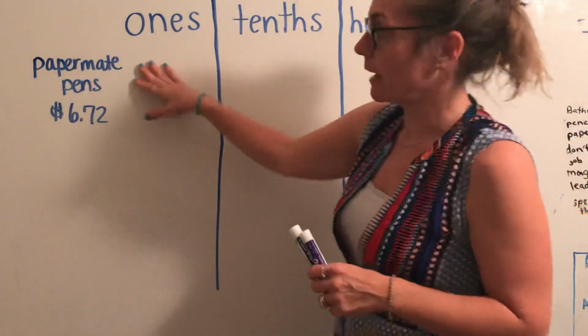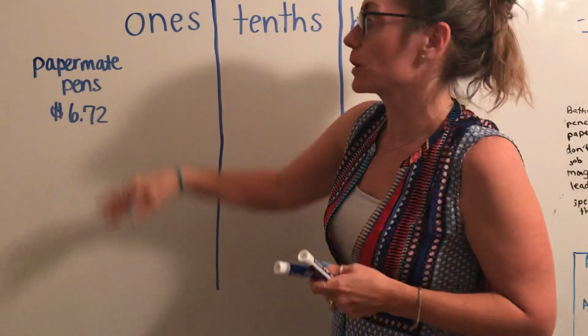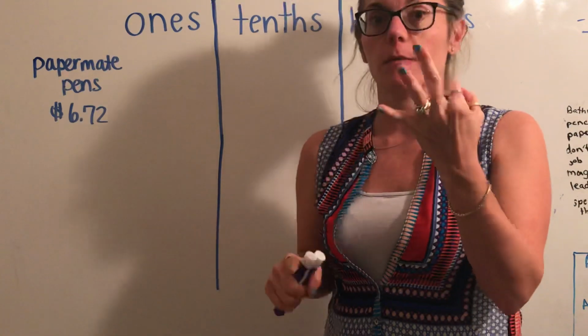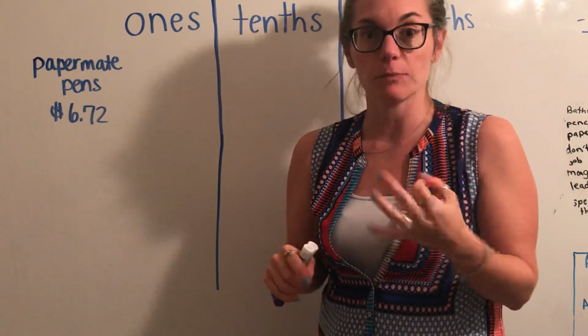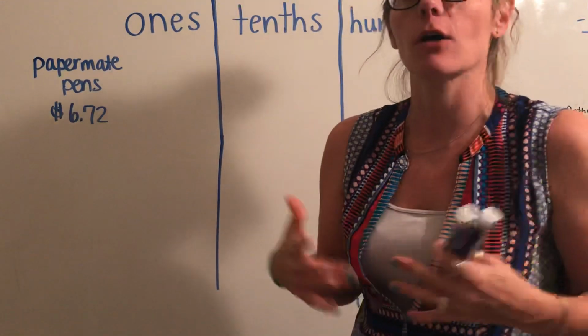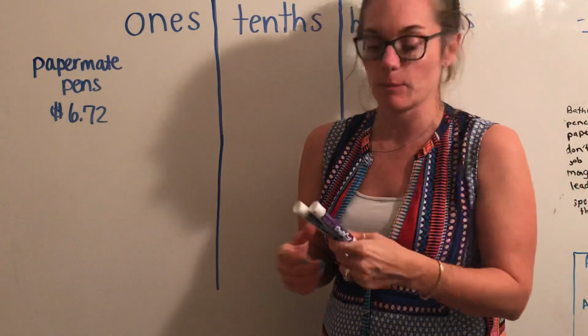I'm going to pretend that we are going to Target to buy my favorite Papermate pens. They're going to cost $6.72. So me, Autumn, and Amber have decided that we are going to split the cost because we're going to split the pack of pens, and we want to know how much each of us is going to owe in order to get the $6.72 we need to get the Papermate pens.